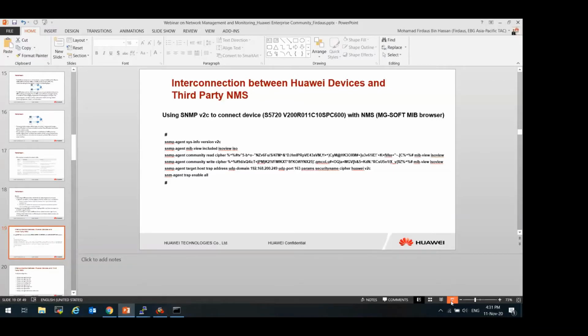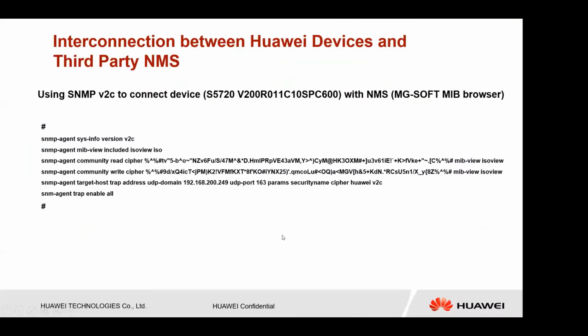Now we will move on to the next part of the webinar, which is the interconnection of Huawei devices and a third-party NMS. In this part, I'm using SNMP v2 as an example configuration. The device that I will use is our S5720 switch with version V200R11, and the third-party NMS that I will be using is the MGSoft MIB browser.